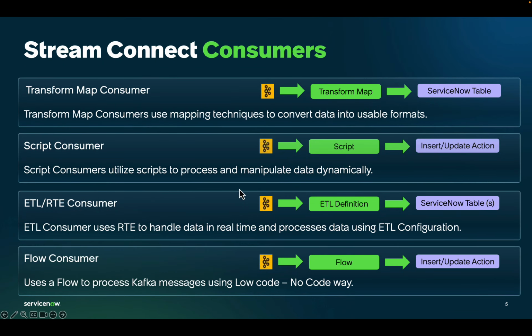In Stream Connect, we have 4 different types of consumers that we can use to consume the data given in a particular topic through the Apache Kafka environment. We'll not be touching on each one of these, but we'll be using the ETL/RTE consumer to handle the bulk load of CMDB data. Why? Because ETL is best to use when we are dealing with multiple ServiceNow tables. It provides an easy-to-configure mapping mechanism, and it can easily handle the bulk load of data in batches as well.